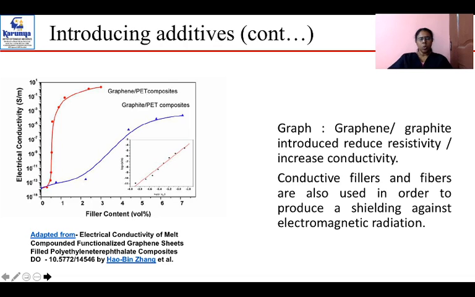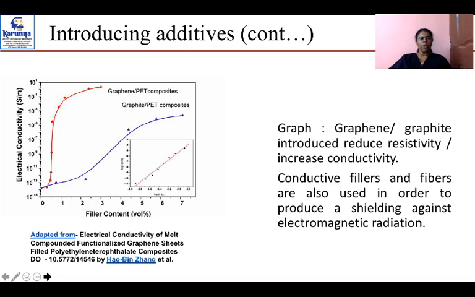So what happens when you introduce additives? Say the graph here shows that when you improve the filler content, that is, filler here is either graphite or graphene, and the polymer matrix is nothing but PET, polyethylene terephthalate. So we have been talking about this PET when we had the discussion on the synthesis of polymers, addition, condensation polymerization, if you remember, PET bottles, right? When we were talking about the condensation polymerization, right?